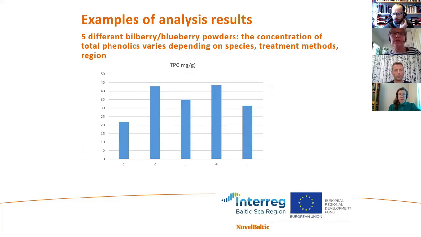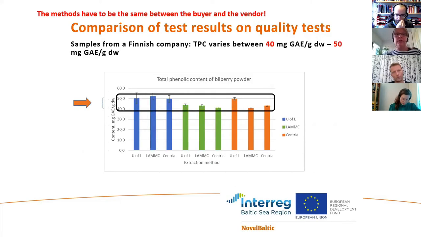Here are examples of analysis results of five different bilberry or blueberry powders. As you can see, the concentration of total phenolics varies depending on species, treatment methods, or region. That is why it is very important that the methods have to be the same between the buyer and the vendor if the results are compared. And here you can see results from the Novel Baltic project where the total phenolic concentration of a sample from a Finnish company is analyzed by three different laboratories, namely University of Latvia, Lithuanian Agricultural and Forestry Research Center, and Centria. All laboratories have used their own method and the methods of the other laboratories. As you can see, it's not exactly the same, so there is some variation in the results.